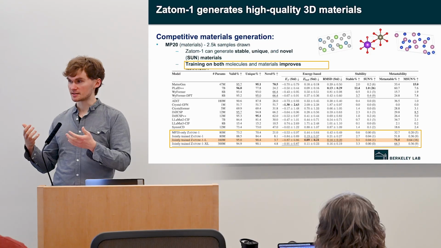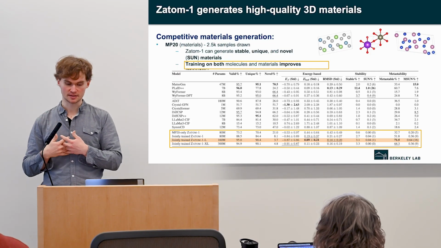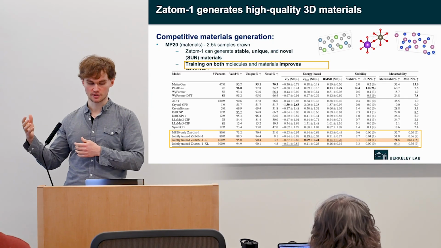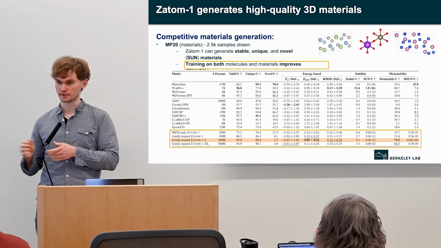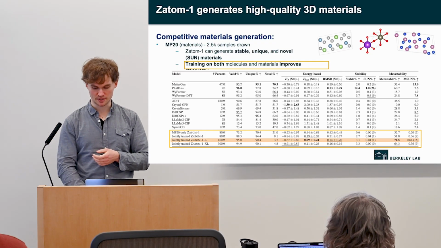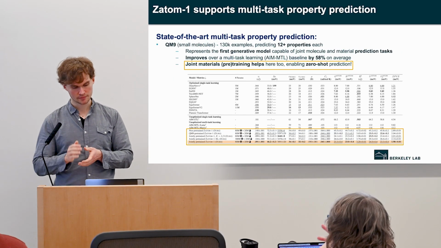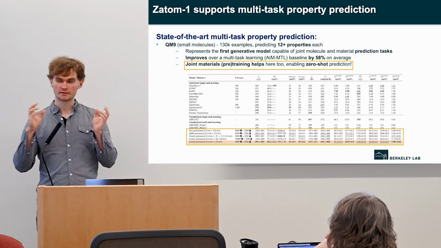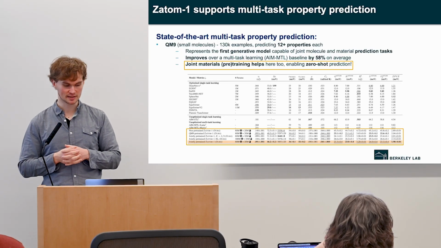So what does this mean? It means learning on molecules and materials is helping us do materials discovery better. We're able to generate a higher proportion of stable, unique, and novel materials, which is the main metric we're trying to optimize here, when we train on both molecules and materials. So that was pre-training. We're basically checking the model's ability to faithfully model different data distributions probabilistically.